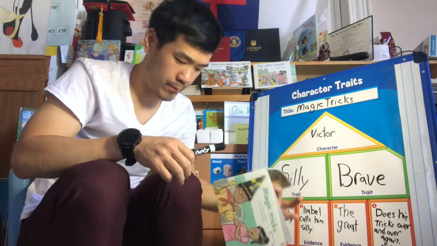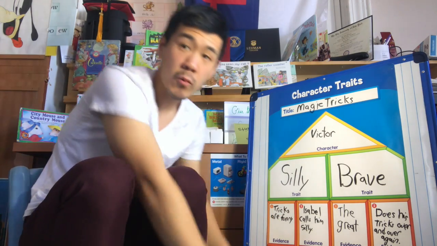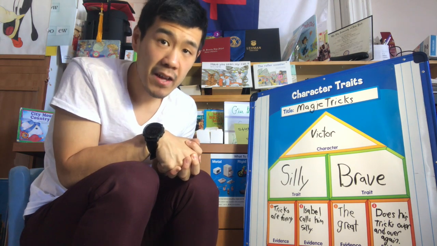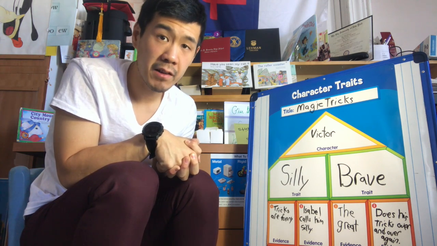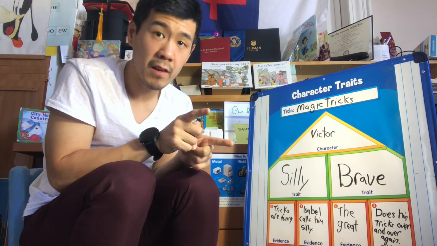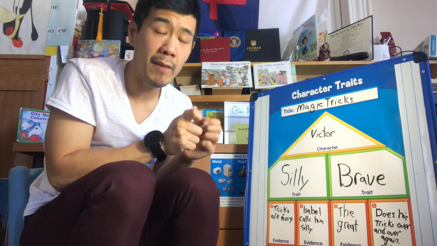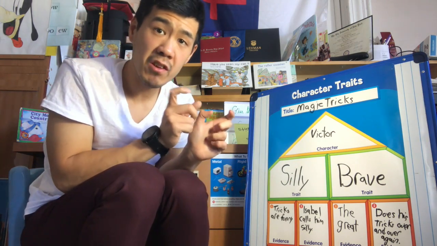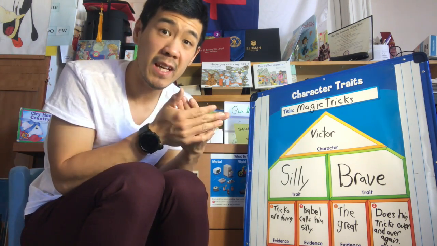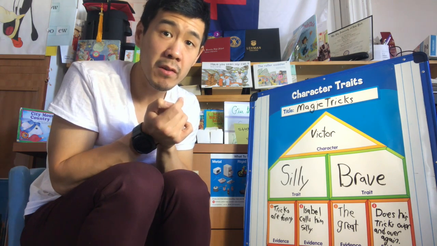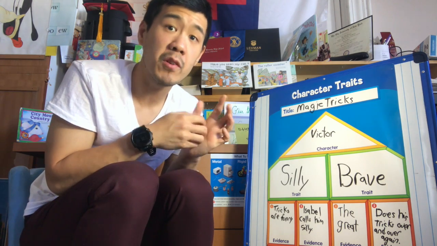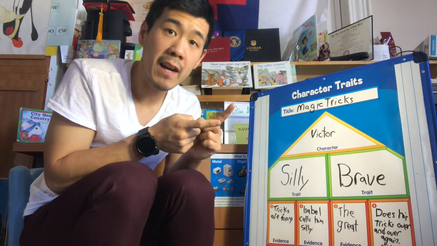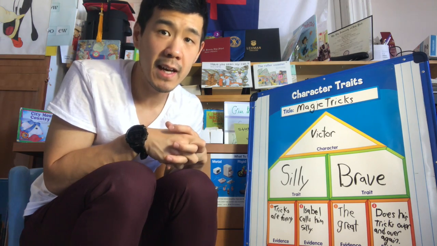So there you have it. For today and for this week, I want you to think about character traits. Character traits are adjectives that describe a character. Remember, adjectives are words that describe the characters. Silly, brave, those are character traits. Character traits and adjectives are the same thing. So in your story, when you read with somebody, or with your parents, or with your brother or sister, think about the character trait. Choose one character and talk about their personality.